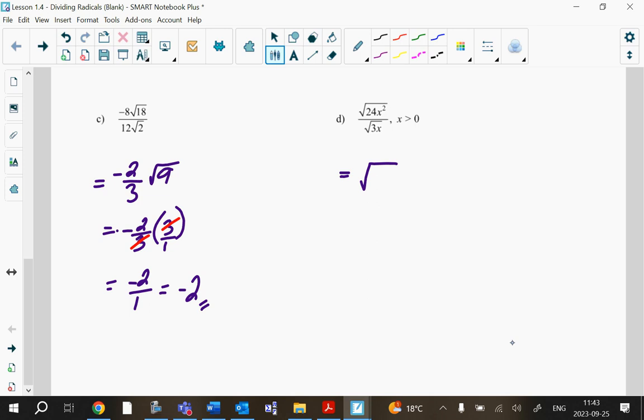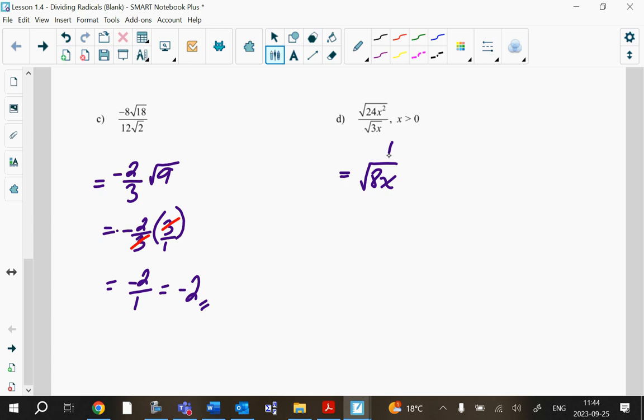Root 8. What's x squared divided by x? X. Good. What can I do with this? Bless you. When we have numbers and variables, what did we do to simplify?